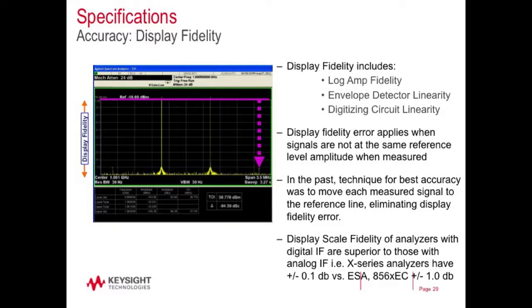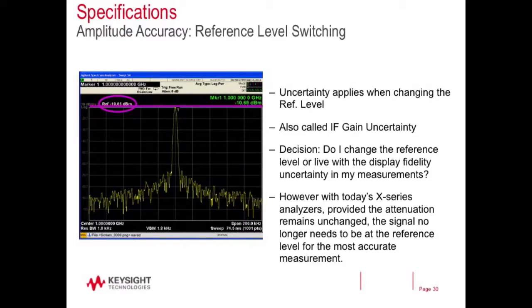So here's another source of inaccuracy: just changing your reference levels. That's when you change what this line at the top represents in terms of magnitude. That's also called IF gain uncertainty, so you might see that in the data sheet. And again, the story is you don't have to put the signal at the very top.